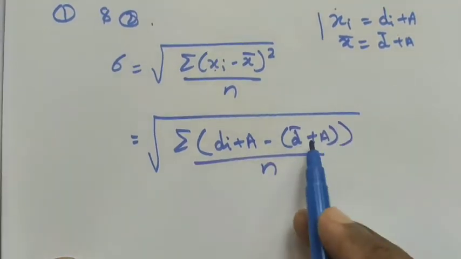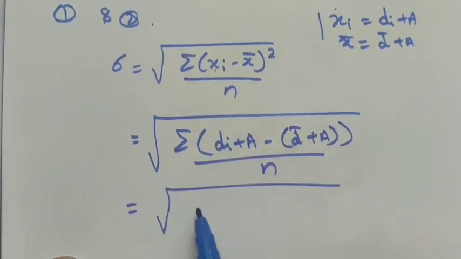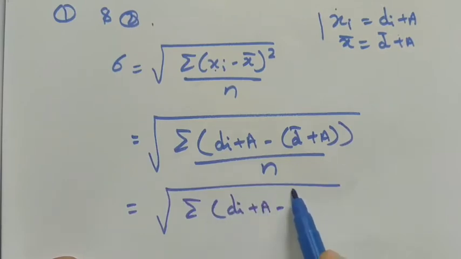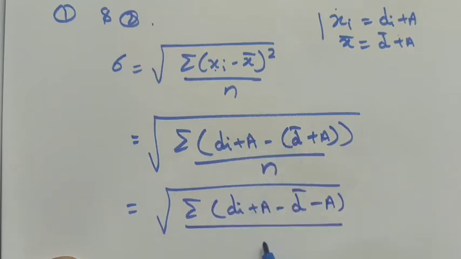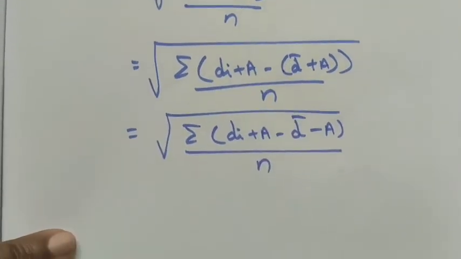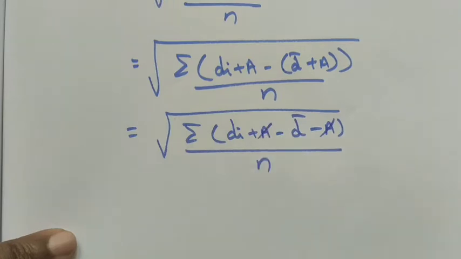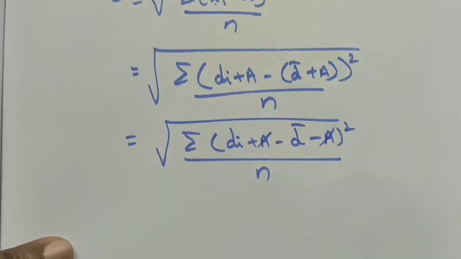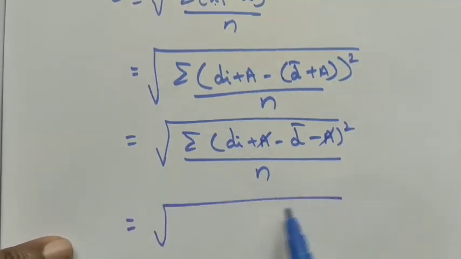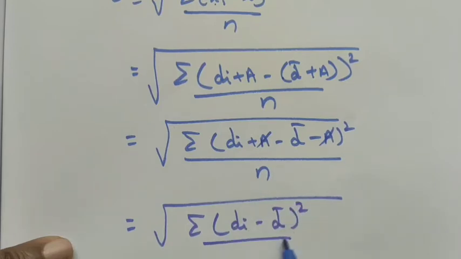Now we are removing the bracket here, so we get the term summation di plus a minus d bar minus a. When you remove the bracket, you have to multiply the sign, so we get plus a and minus a, both are cancelled. So summation di minus d bar, but here we have whole square, right? So root of summation di minus d bar whole square divided by n.